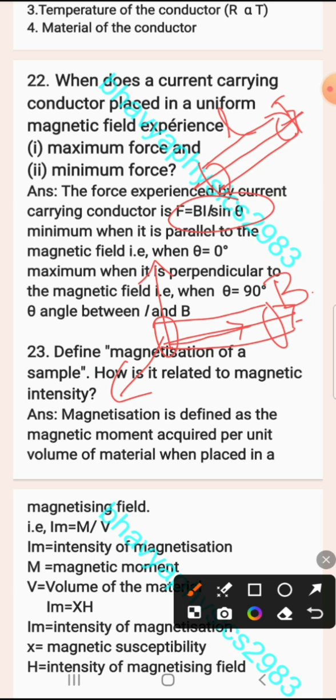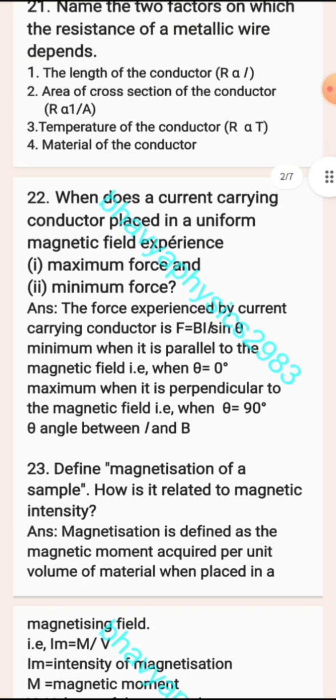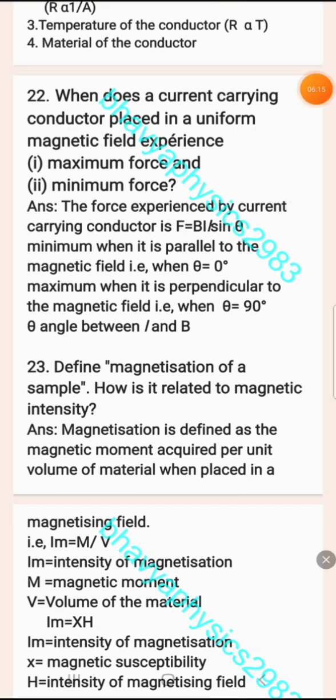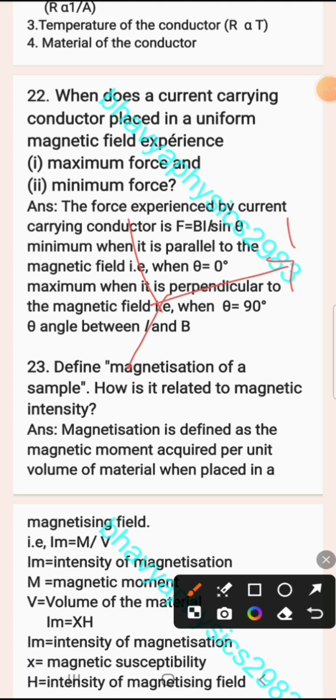So if sine 0 is 0, force will be 0, then it experiences minimum force, right? Force is 0. Suppose, let us consider, see here, this is the direction of the magnetic field, okay, and the conductor, a current carrying wire, is placed like this, such that the angle between them is 90 degrees. Theta is the angle between length as well as magnetic field, so the angle is 90 degrees, then sine 90 is 1. So it experiences maximum force, right? Maximum force is how much? BIL.